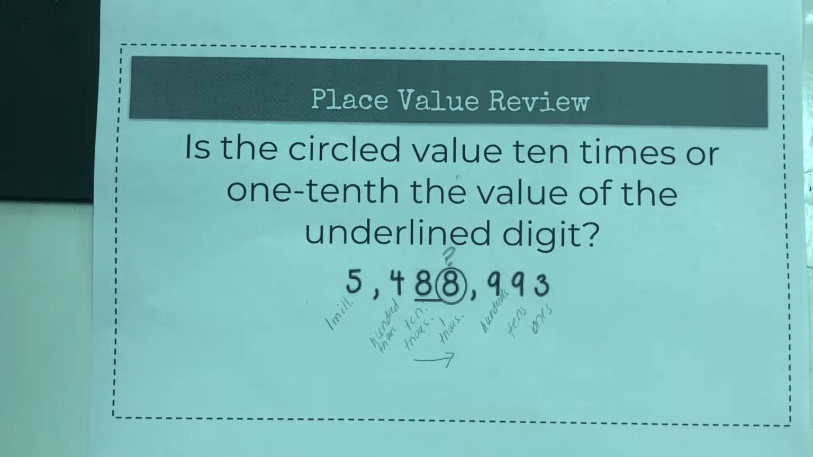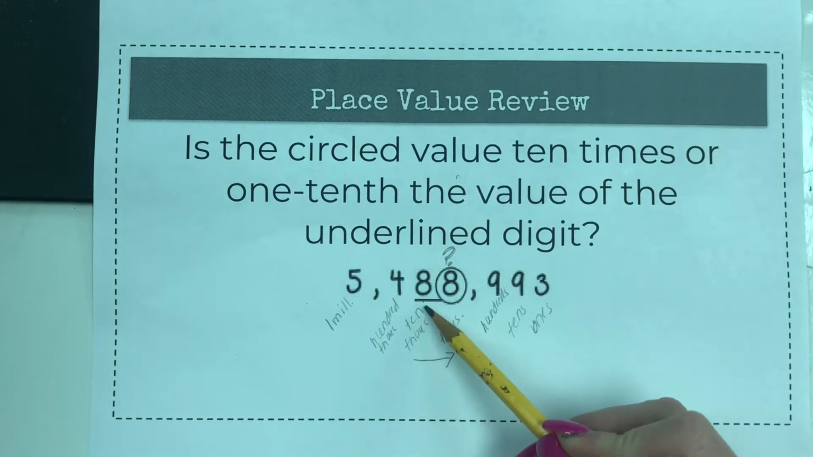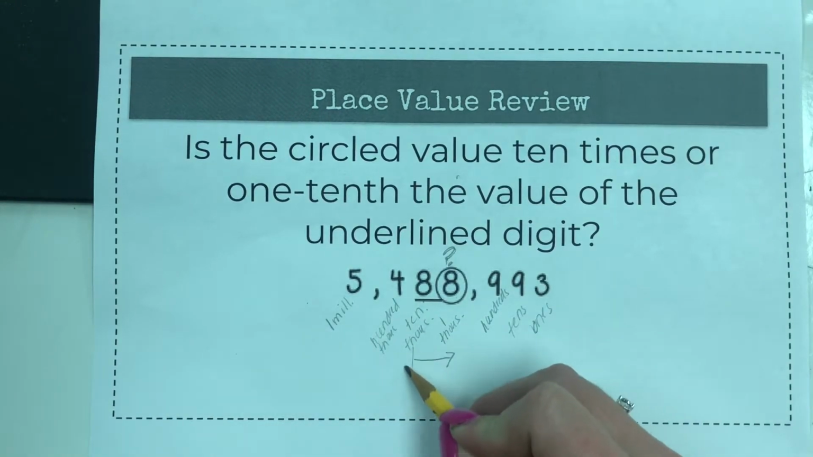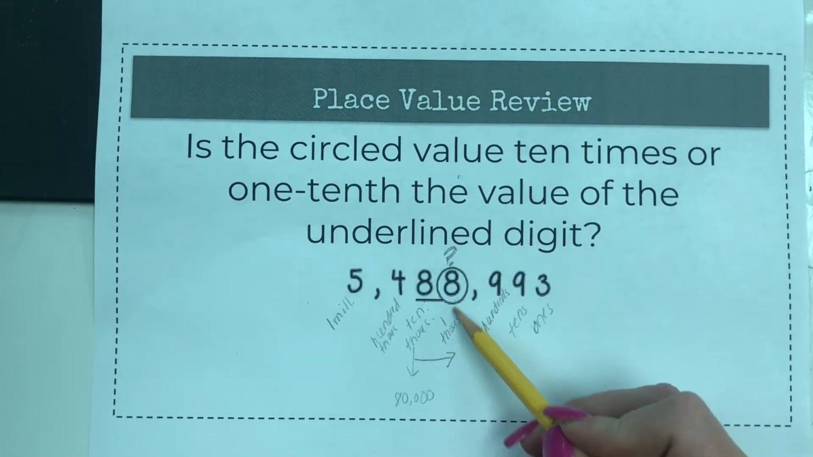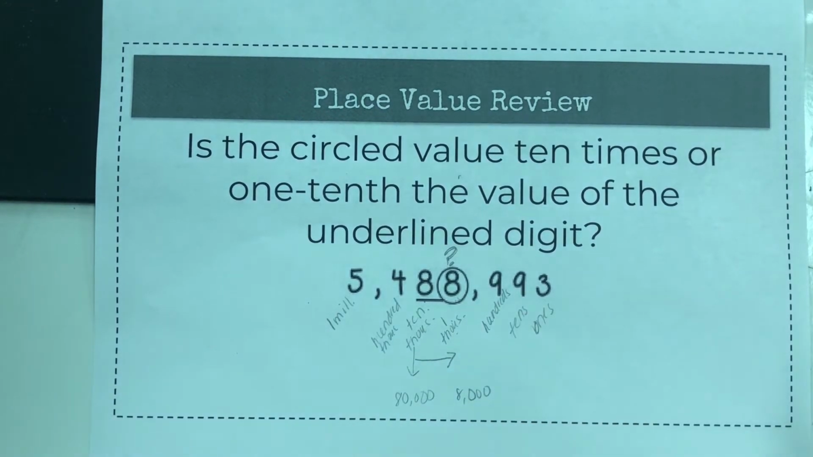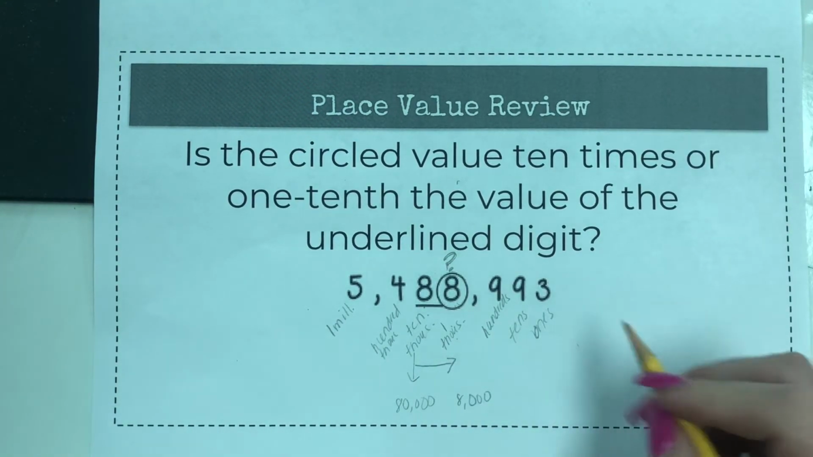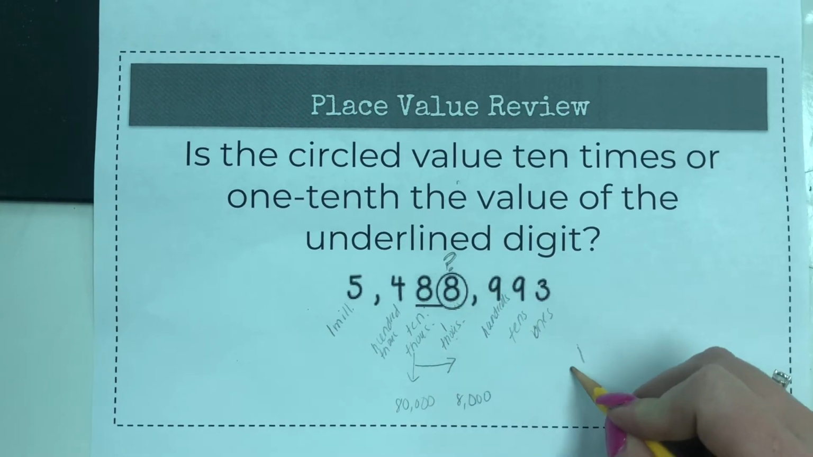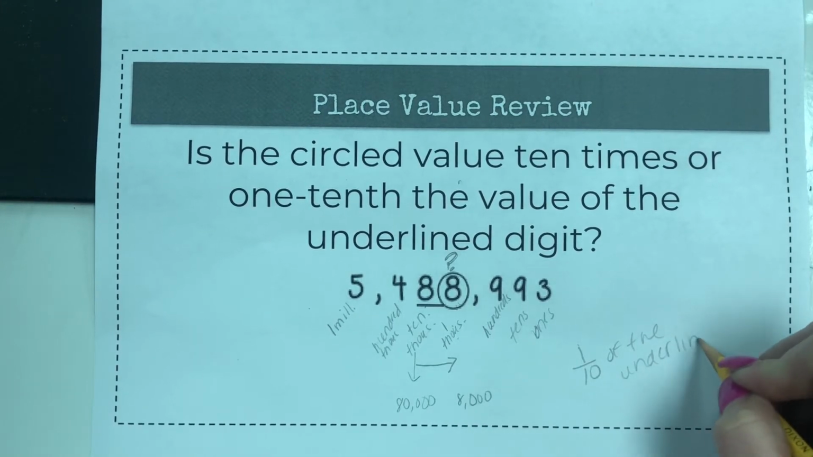The second way that you could do it is you could also say, okay, so this underlined digit has a value of 80,000, and then the circled digit, because this is in the 1,000s place, has a value of 8,000. So then I talked to myself. I said, okay, is my number getting bigger or is it getting smaller? If I'm going from 80,000 to 8,000, then that means the circled value is 1/10 of the underlined digit.